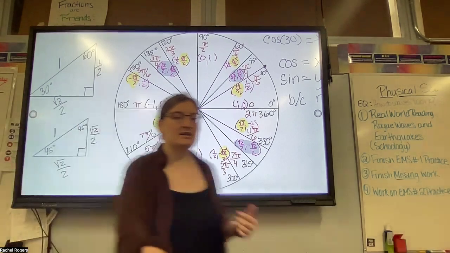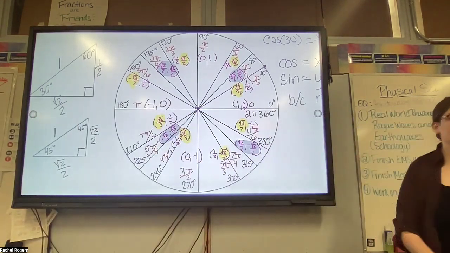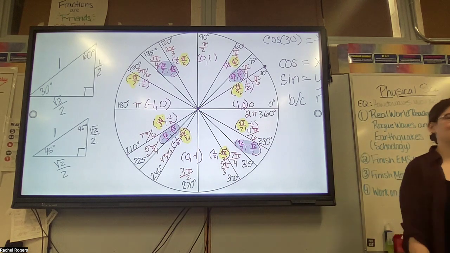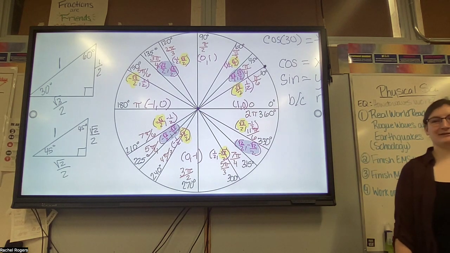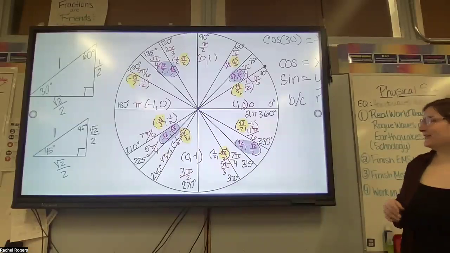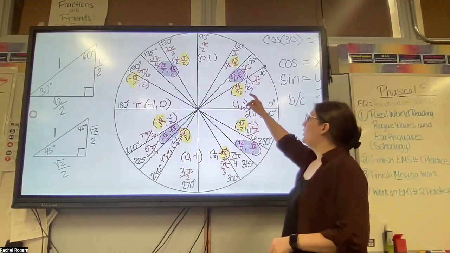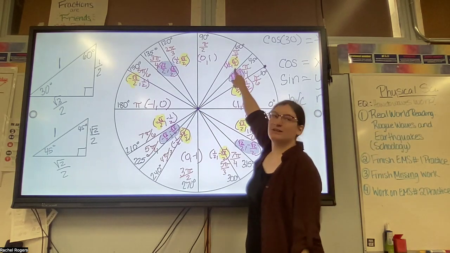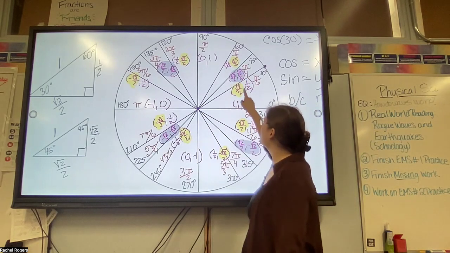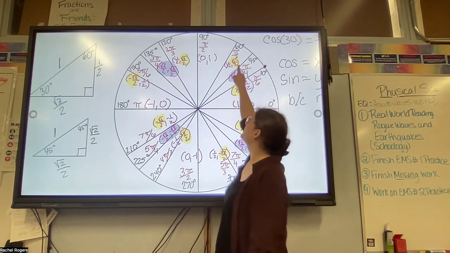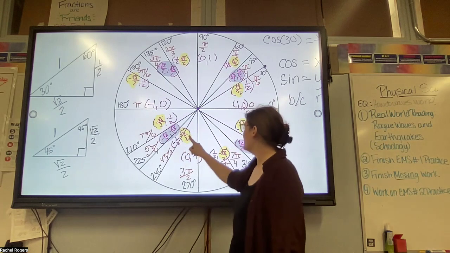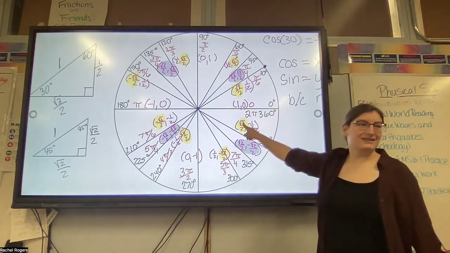Right? How many root 3 over 2s did you find? 8. 8, right? How many of them are positive and negative? 4 of each. All right. What do we notice? This one's in an x coordinate. This one's in a y coordinate. And then as we go around our circle, what patterns do we notice? We have x, y, y, x, x, y, y, x.